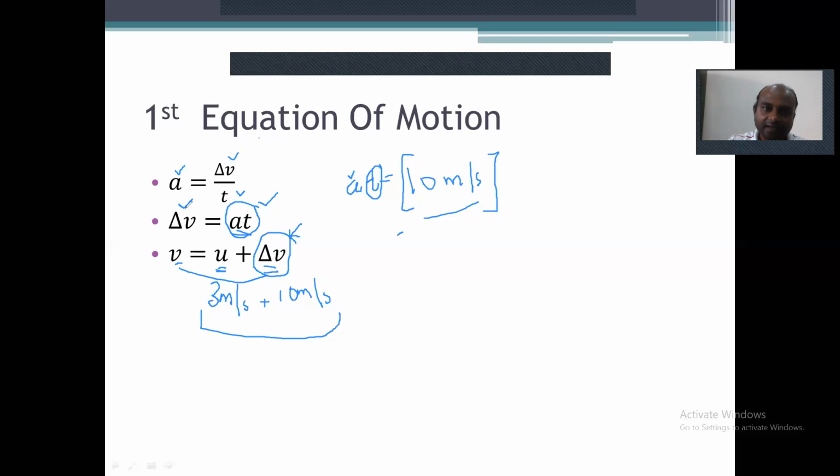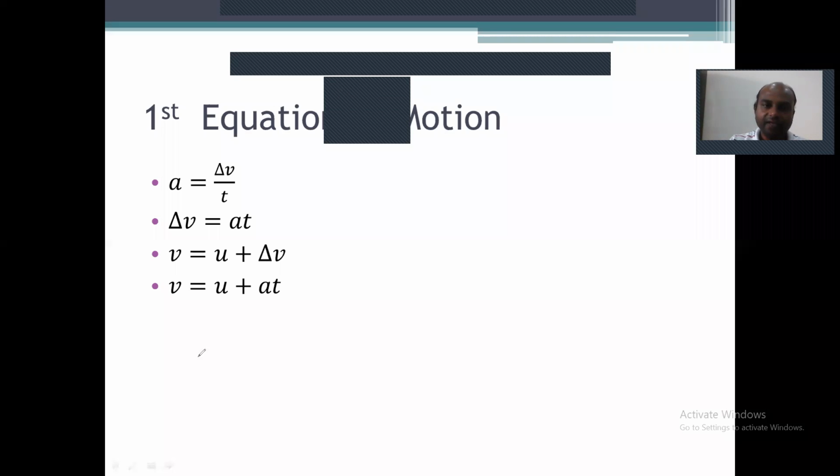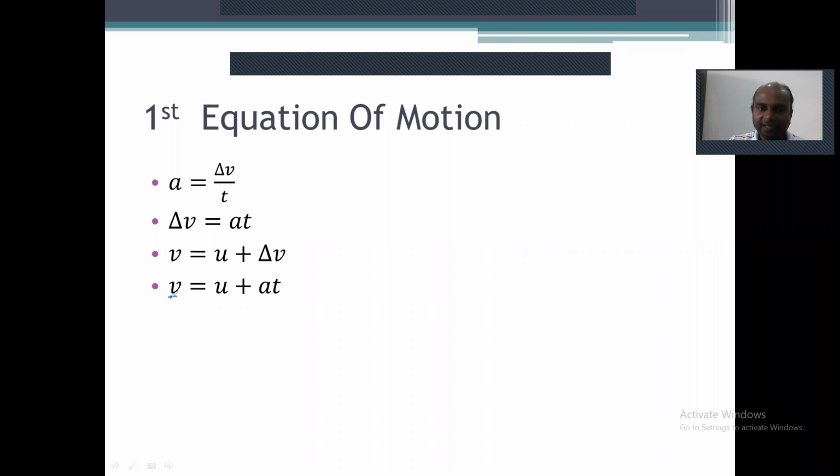So we know that the change in velocity is given by acceleration into time. So we can substitute for that. So our final equation becomes the first equation of motion, v is equal to u plus at, where v is the velocity that we are concerned with at the end of a particular duration. u is the velocity at the beginning of that particular duration. t is the time duration that we are speaking of, and a is the uniform acceleration with which this body is moving. So that is what this equation actually means.